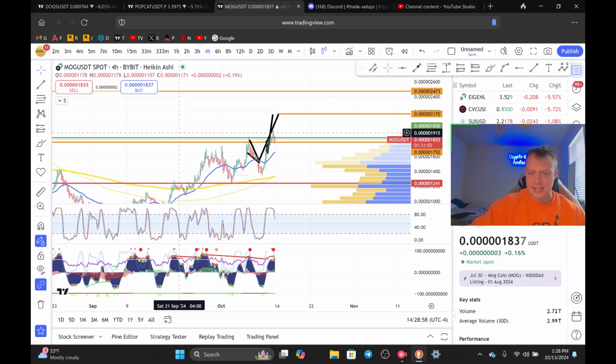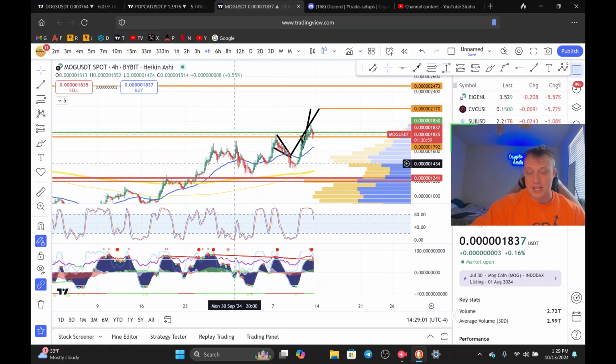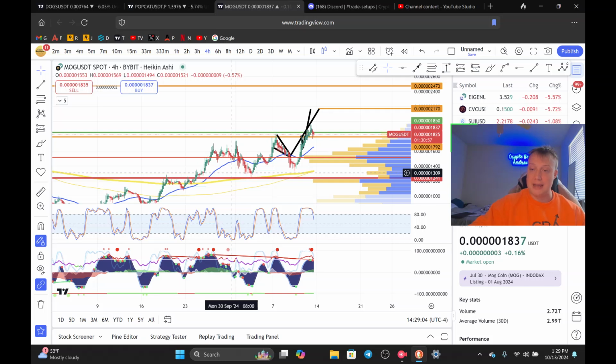I like both PopCat and MOG right now. And if I didn't like it, I wouldn't double down. So we'll see what happens. If it does go back down, then yeah, I'm going to lose more money.